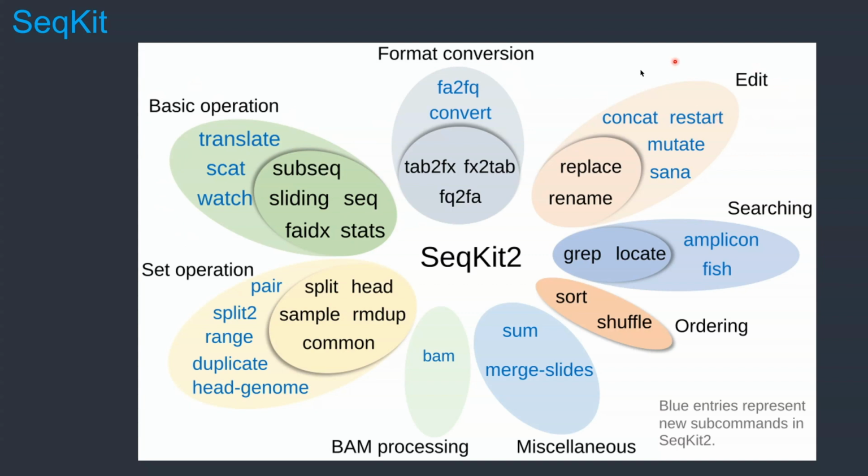Also, there are operations we can use to edit the sequence file, also to search the sequence file by sequence id or by a substring of sequence. Also, we can use order commands to sort or shuffle a FASTQ or FASTA file. There are also options for set operations. We can split the sequence or remove the duplicates, or to identify the duplicates we can use SeqKit.